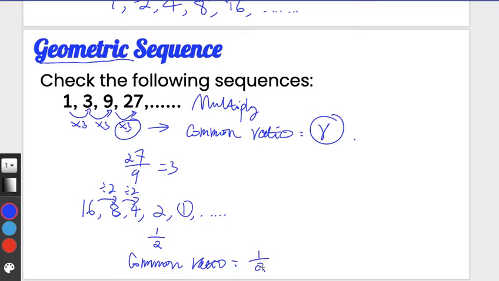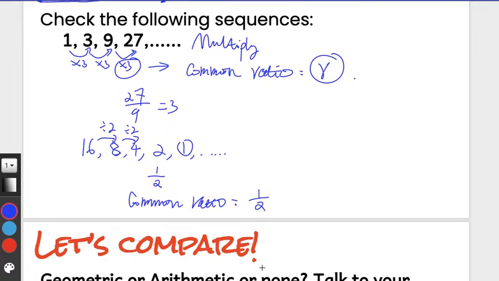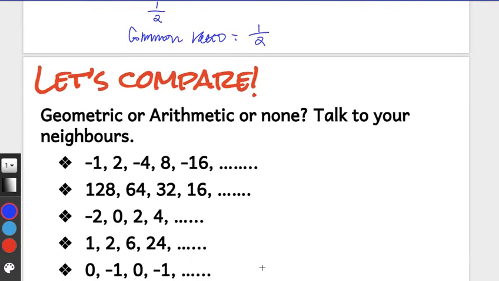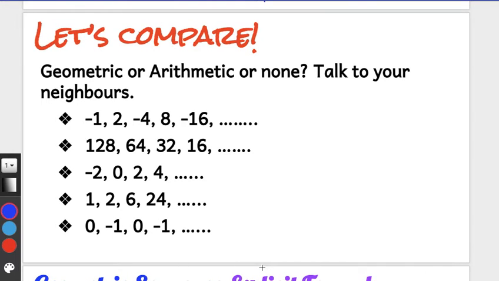Now, since we mentioned the arithmetic sequence before, let's check a quick example. We have several sequences here. Let's check which one is geometric, arithmetic. If you have someone next to you, you can definitely discuss this with them.